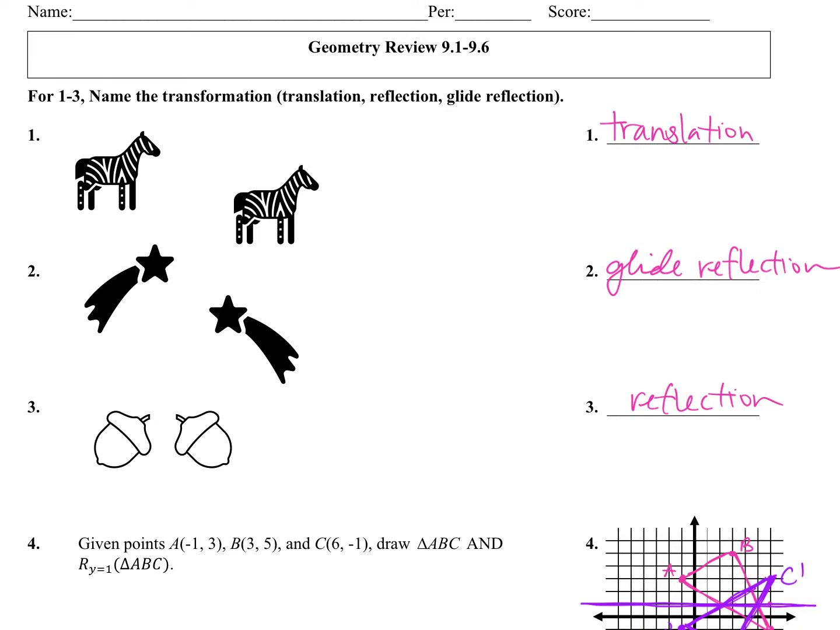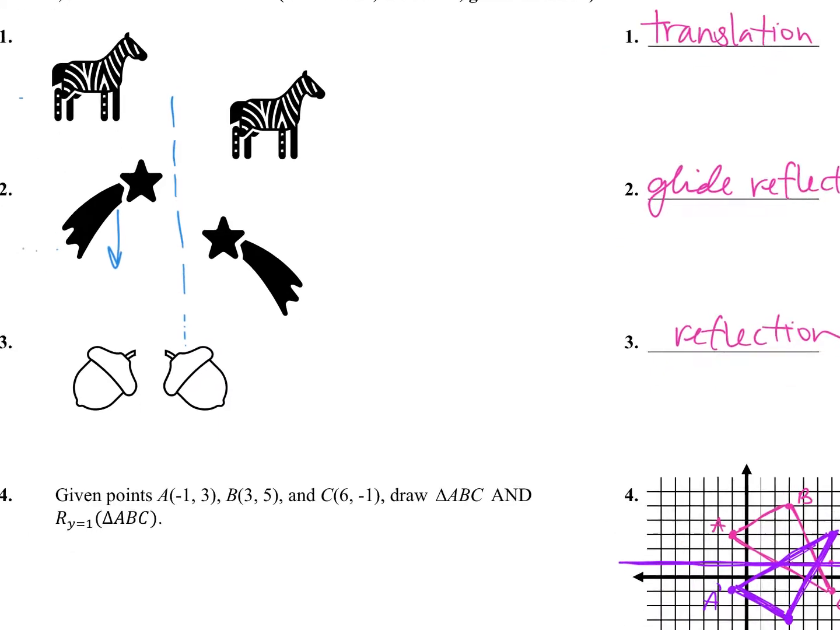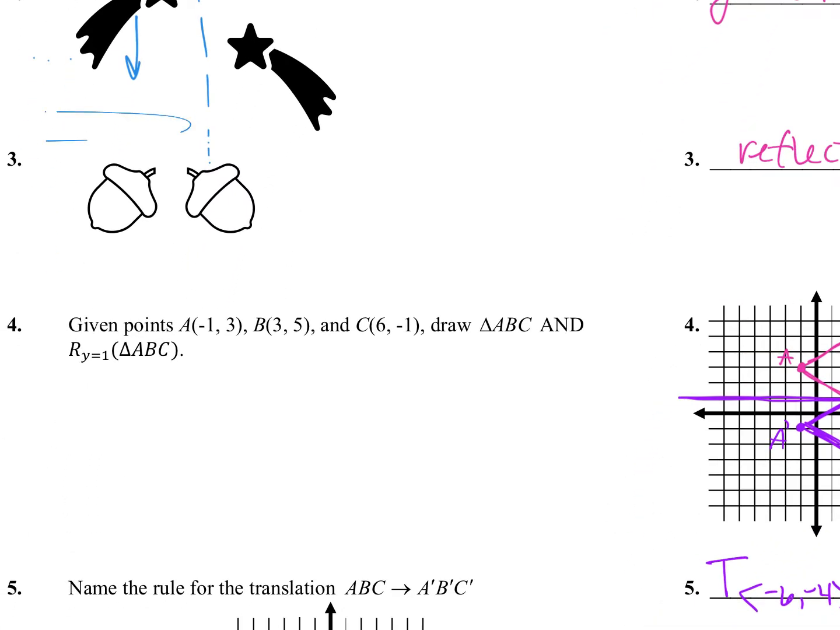Number two, a glide reflection. So if you slide this down and then reflect over that line, that's what you would get, right? So that's a glide reflection. Number three, if you draw a line right here, sorry, I'm connected. It doesn't like that. That's just a reflection, okay?